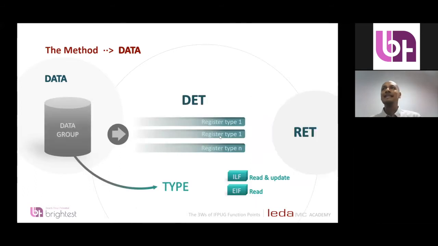So once again, in general, each data group is going to have a type. It's an internal logical file, from which we can read or update, or the one that is outside of the boundaries, the external interface file, from which we can only read. We're going to have the DETs, those are the attributes inside of that data group, and the RETs, which are the different record types.